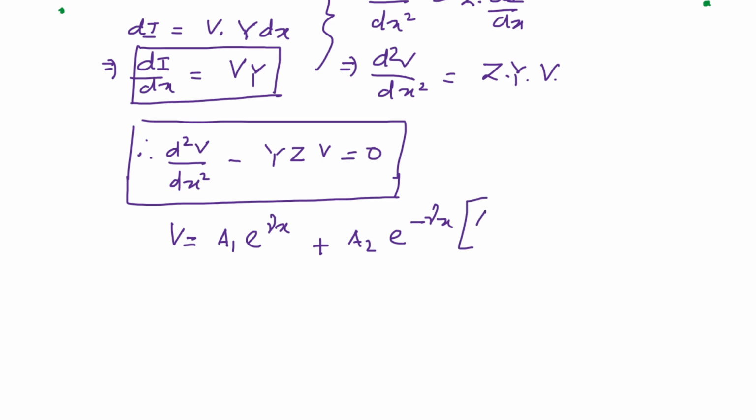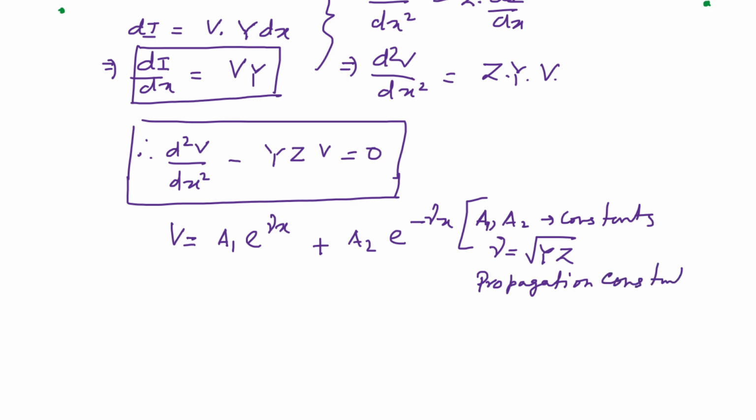A1 and A2 are constants, and we need to evaluate those values. Gamma is basically nothing but root under yz. Gamma is equal to root under yz. It is a new parameter, called the propagation constant.